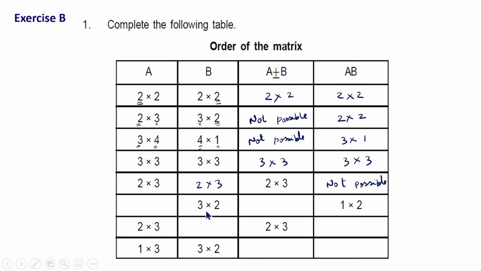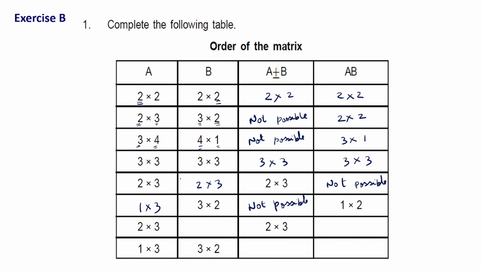Then B is of order 3 by 2 and here AB is of order 1 by 2. It means A should have 1 row and 3 columns. So A should be of order 1 by 3. So if A is of order 1 by 3 and B is of order 3 by 2, it is not possible to find A plus or minus B. This is not possible.